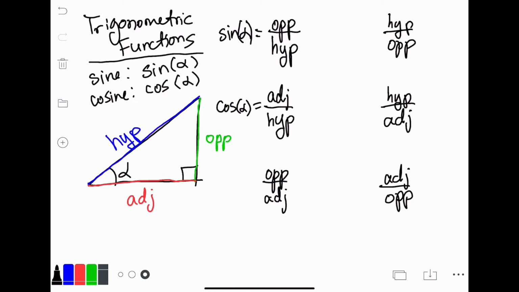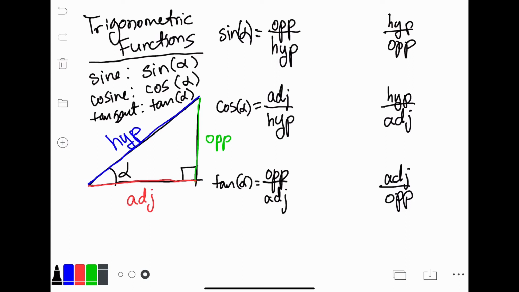And the last main trig function that we have here is tangent. And tangent you write as tan of alpha. Again, this is a function. You have to input something. And what you input into trig functions is an angle. And it just so happens that the tangent of angle alpha is the ratio of the opposite to the adjacent side of the right triangle.